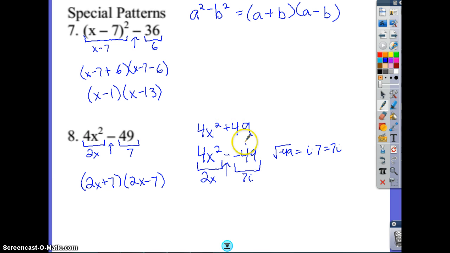So anytime you see the plus sign, you're going to have an i in your second term. And I would write this then as 2x plus 7i times the quantity 2x minus 7i. And you can see the difference there. So the difference between a minus and a plus is just that the last term is going to have an i on it. If you don't know the square root of whatever it is, just leave it as a square root symbol and write it so it could be something like i square root of 15 in there.